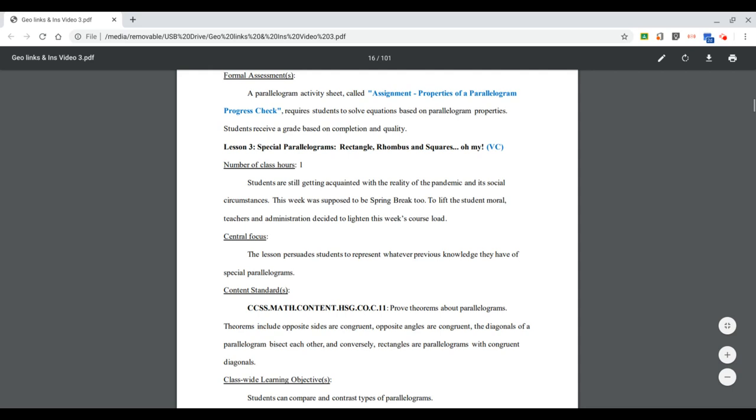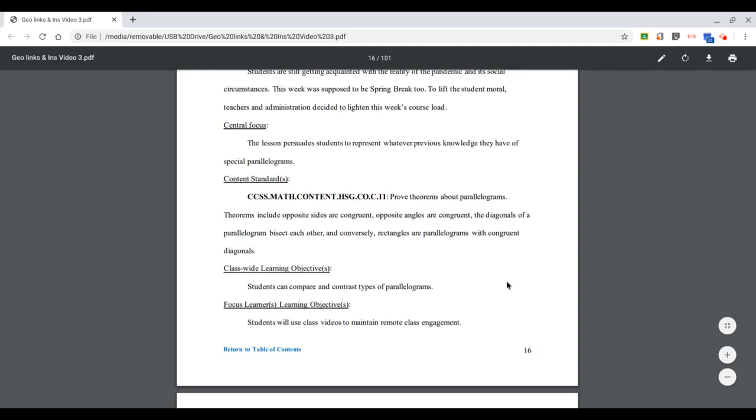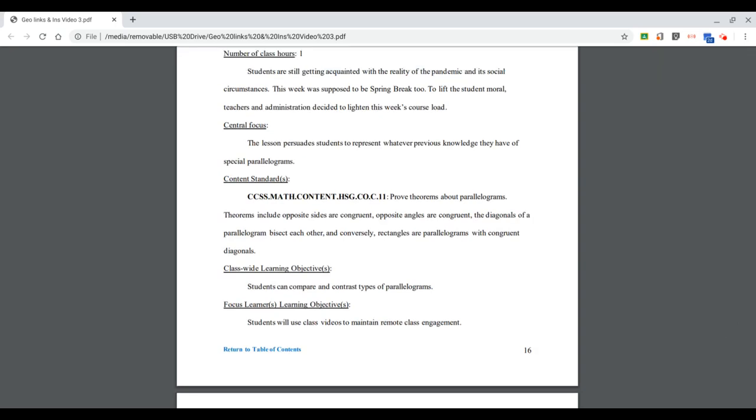So for this week, the central focus was a lesson that persuades students to represent whatever previous knowledge they have of special parallelograms. The content standards are to prove theorems about parallelograms. Theorems include: opposite sides are congruent, opposite angles are congruent, the diagonals of a parallelogram bisect each other, and conversely, rectangles are parallelograms with congruent diagonals. So we added a special type of parallelogram in there.